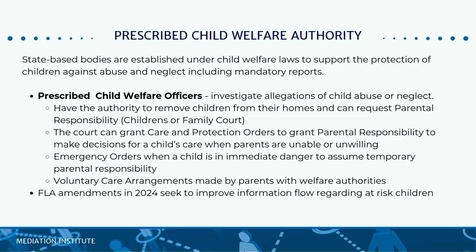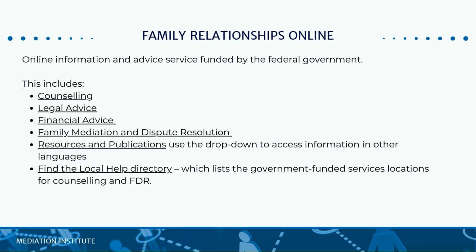There's been amendments to try and improve information flow regarding at-risk children. With a large system like the family law system, there's always the challenge of silos and information gaps. There's work being done to try and improve that situation. There's some general resources available for families and some directories, generally flowing through to the government-funded services. But you'll be able to use this resource to find information about counselling, legal advice, financial advice, FDR services, information and help, which you will need in some of your assignment tasks.